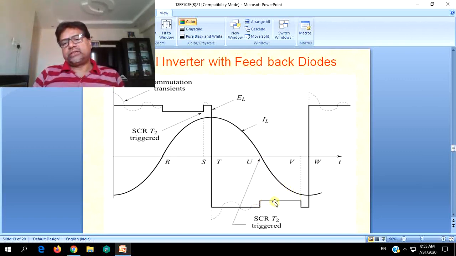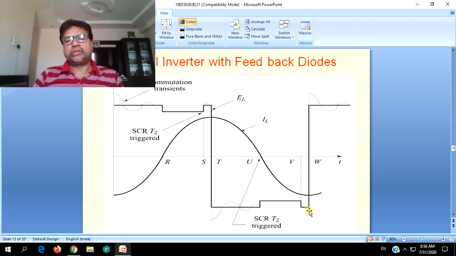The voltage is already negative. Now, due to SCR T1 conducting, load current becomes negative. Both load current and load voltage will be negative in the interval from U to W. And at instant V, SCR T2 will be triggered. Again, the load voltage becomes more than the source voltage, during which SCR T1 will be turned off.